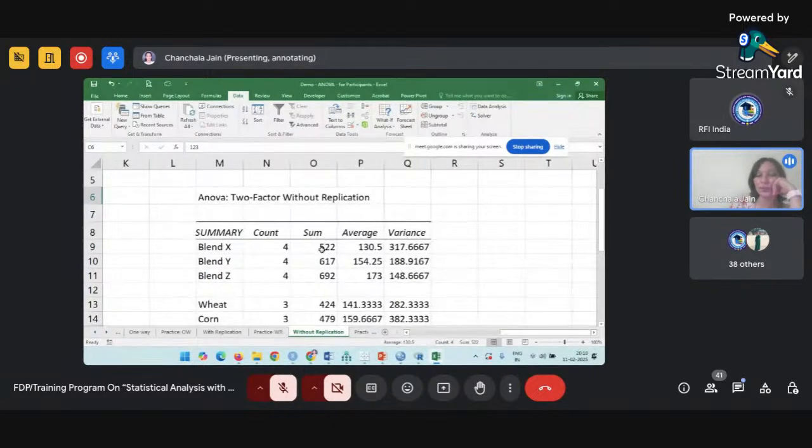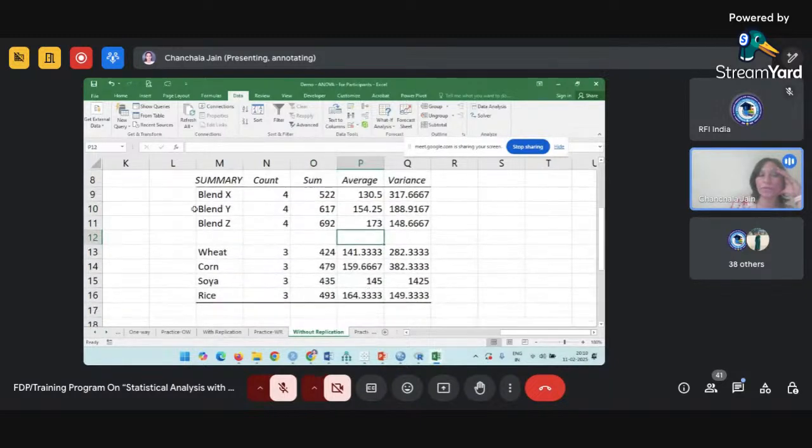These are the sum of the crops for blend X, and the sum of the crop for blends Y and Z. The average of the crop means the average of the yield of the crop, right? For all three blends it is listed here. Then the variance in the yield of the crop for all three blends is mentioned here. This is on the basis of blend.